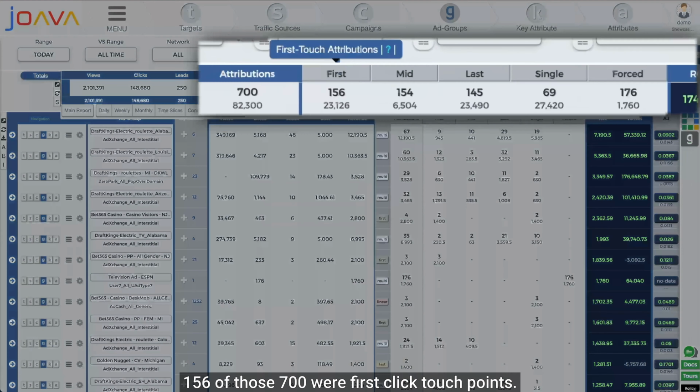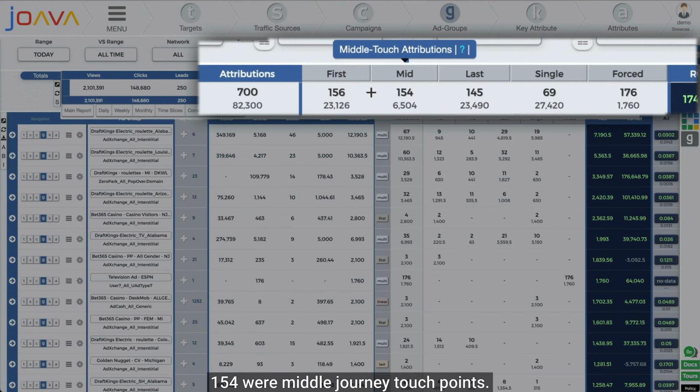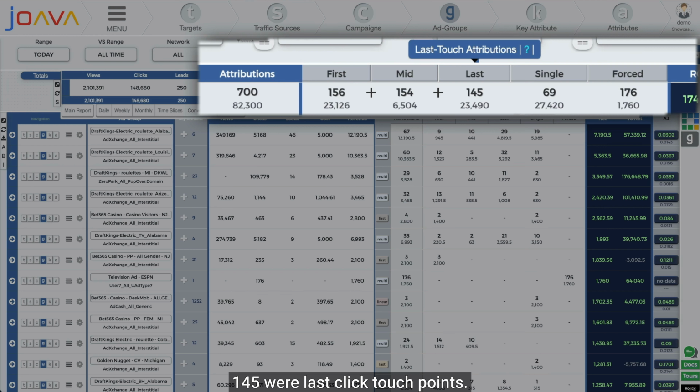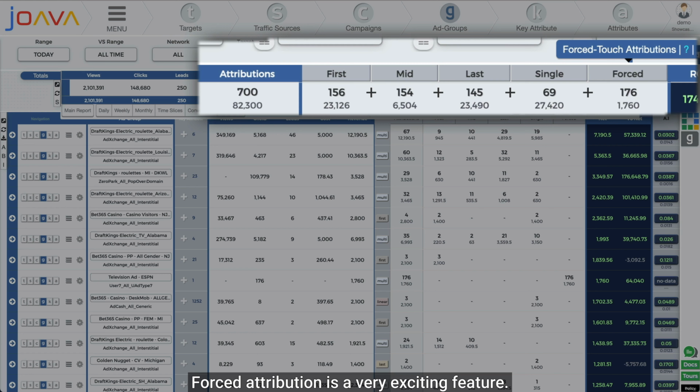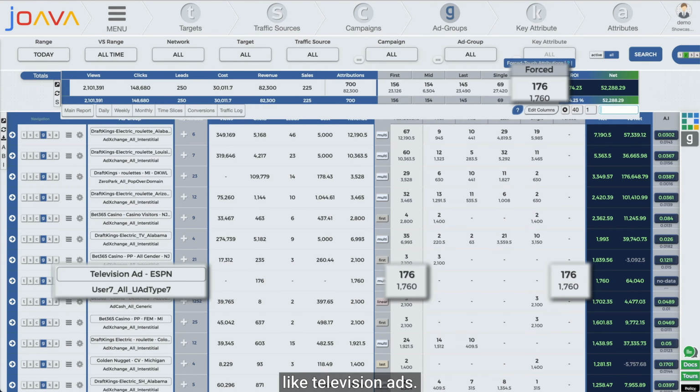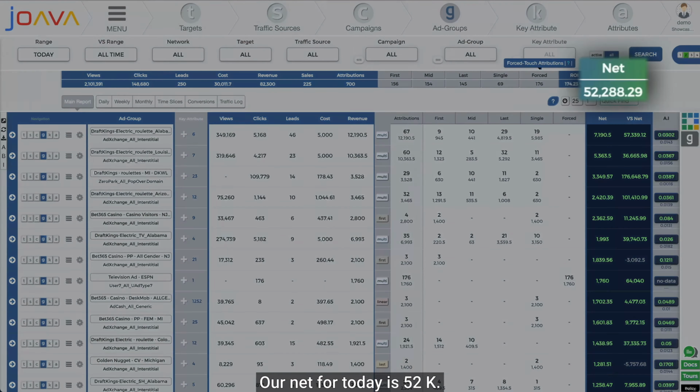156 of those 700 were first click touch points. 154 were middle journey touch points. 145 were last click touch points. A single touch point means that there was only one touch point in the customer journey. This happened 69 times today. Forced attribution is a very exciting feature we've been developing, letting businesses give credit to campaigns that can't be tracked, like television ads. Our net for today is 52K.